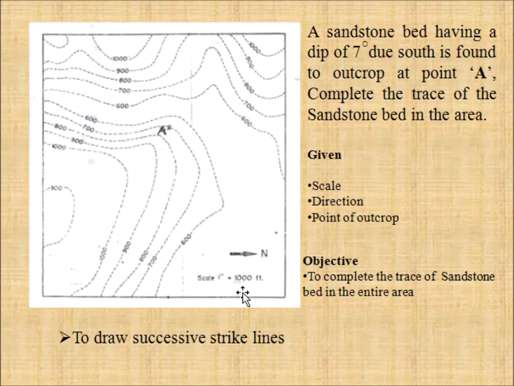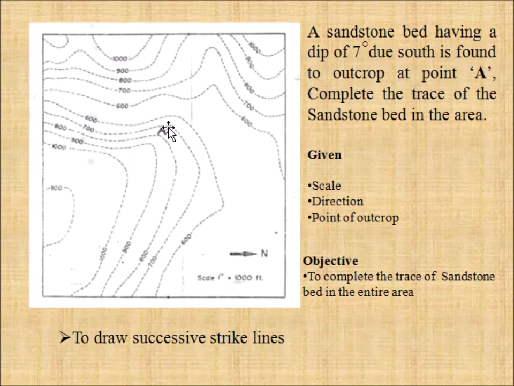Similarly, as we know in the map, we need to have the direction and the scale. The scale given here is 1:1000 feet. 1 inch is equal to 1000 feet. So we know what is the scale, we know what is the direction of dip, and we know the amount of dip and the point where the outcrop has taken place at one place.